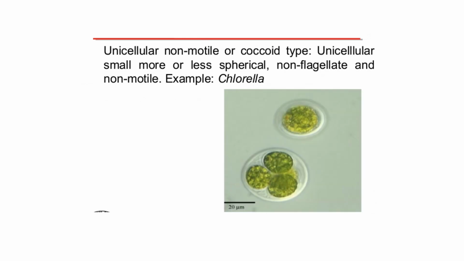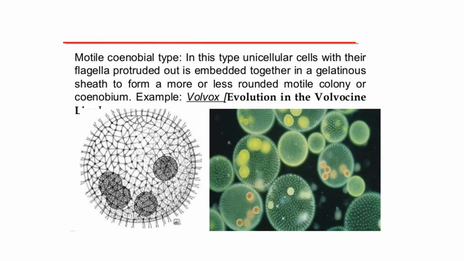Next, we have unicellular non-motile, which is a coccoid type, because the cell is small, more or less spherical, non-flagellated and non-motile. Example, Chlorella. You see in the figure, it is coccoid in shape, more or less rounded, spherical, without flagella, and unicellular. It has only one cell in its plant body. Its size is shown in the bigger figure as 20 micrometers.